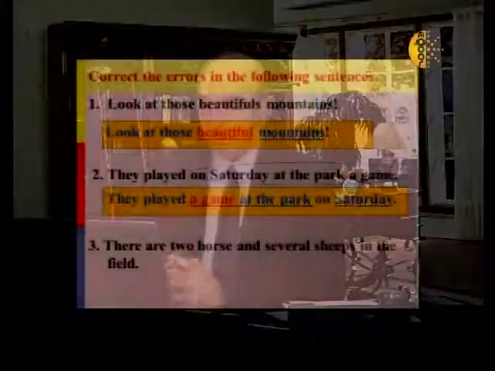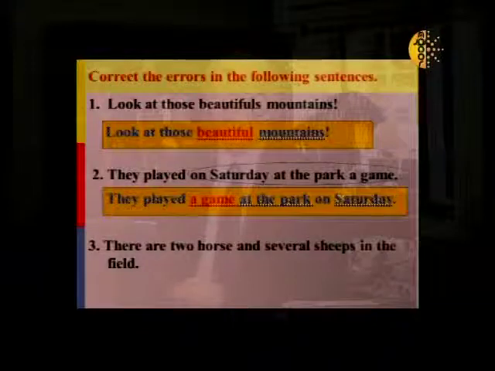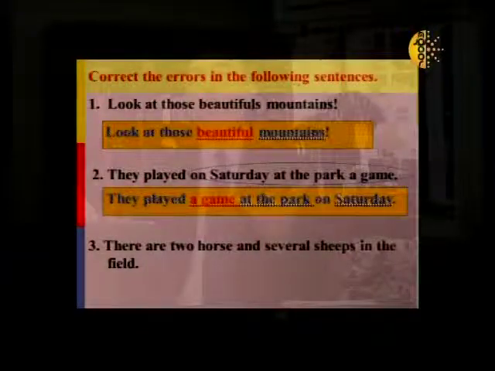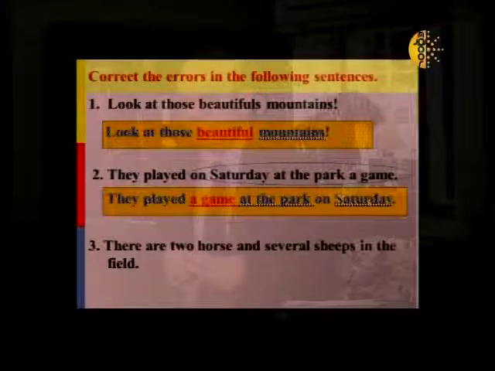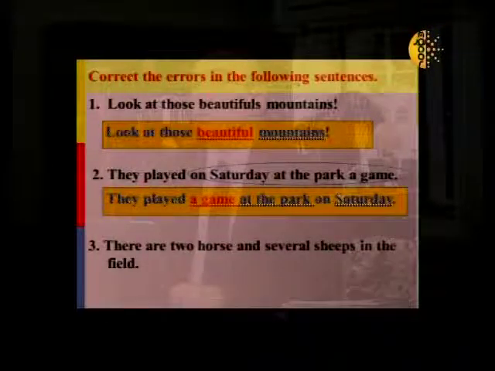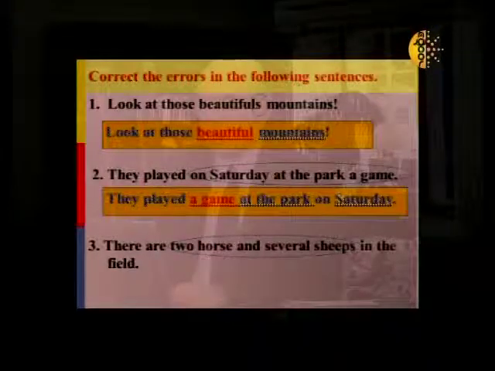Sentence number 3. There are 2 horses and several sheep in the field. So as I told you, there is something wrong in this sentence. And I want you to tell me what is wrong with this sentence. So underline those parts that are wrong or circle it. I will do it for you. The problems are on this part of the sentence. 2 horses and several sheep in the field.